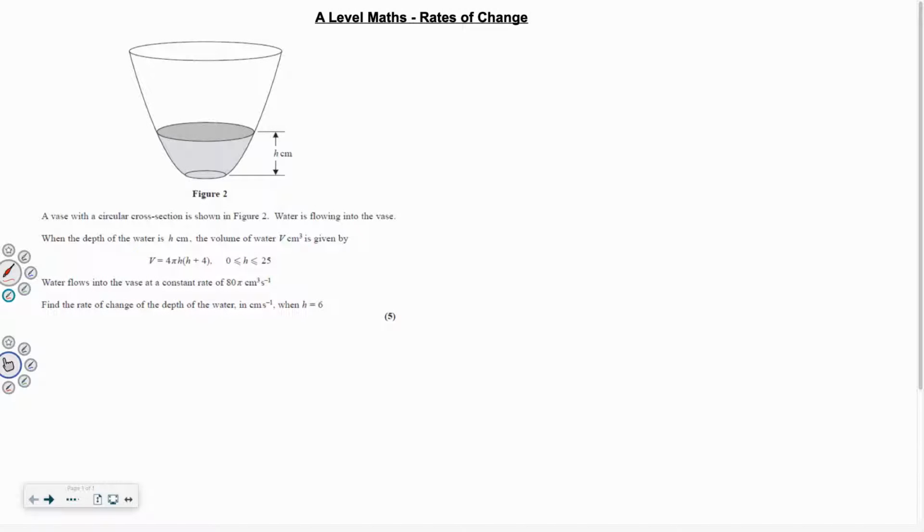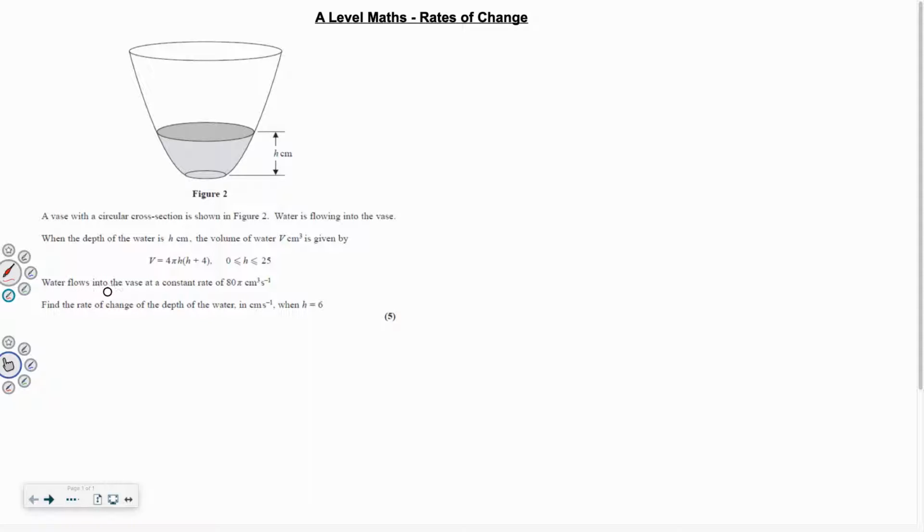Okay, so in this video we're going to be working through a rates of change A-level maths question. It says a vase with a circular cross-section is shown in figure 2. Water is flowing into the vase. When the depth of the water is h centimetres, the volume of water, V centimetres cubed, is given by V equals 4 pi h times (h plus 4), where 0 is less than or equal to h, which is less than or equal to 25.